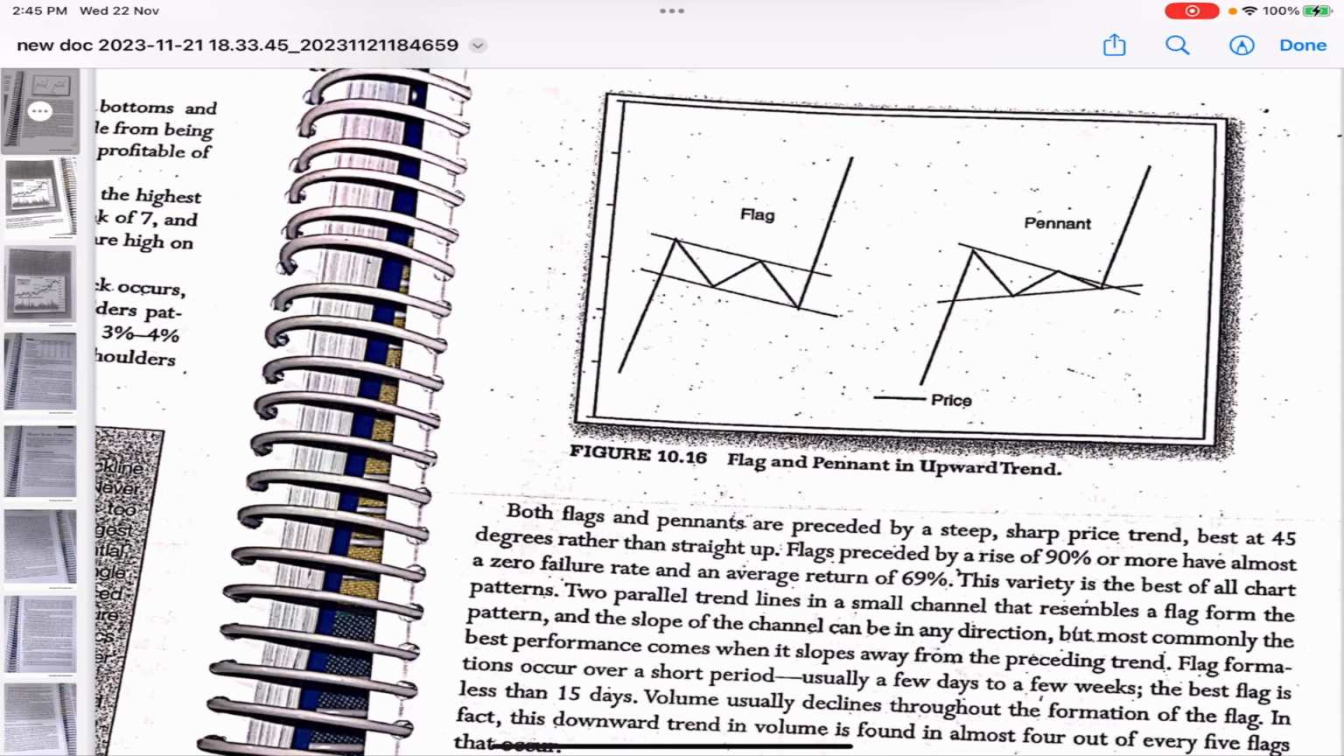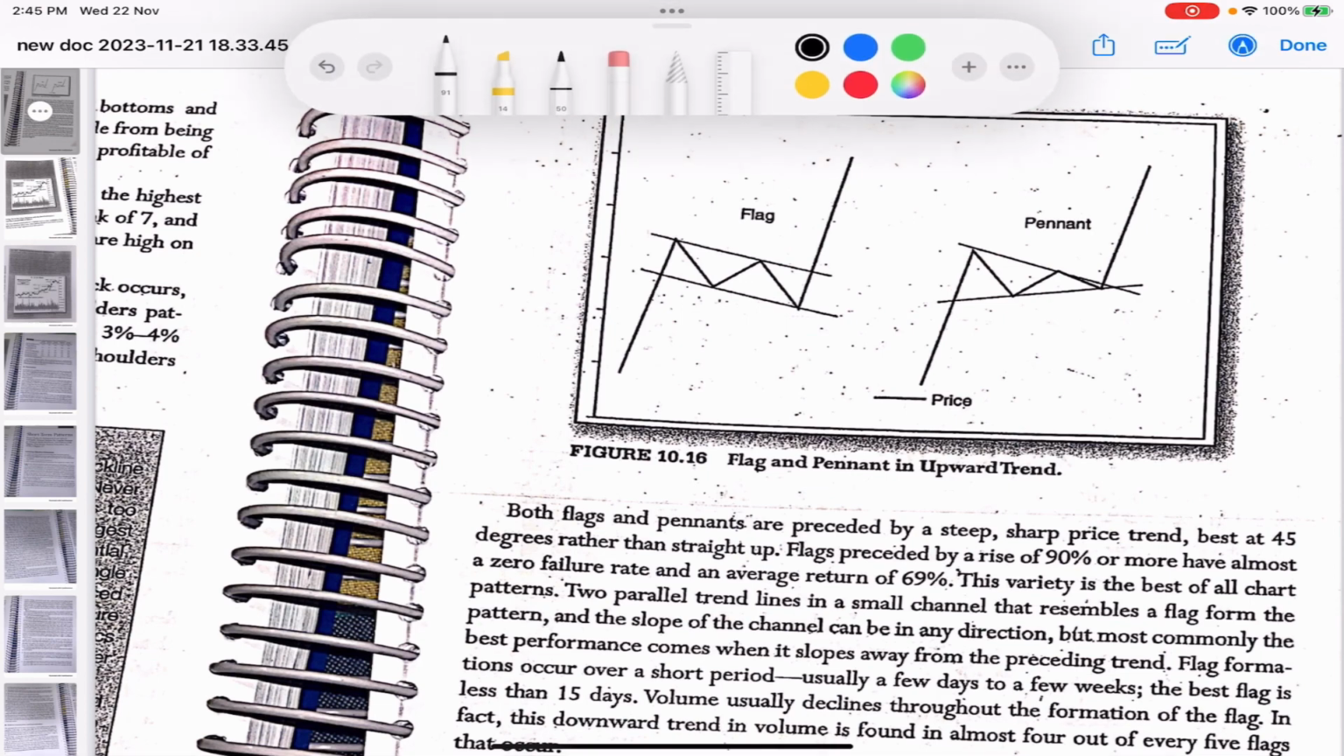Now look at the diagram which is given below. We can clearly see that a flag is consolidating in the downward direction and then it breaks out towards the up. And similarly, a pennant is like a small triangle. The only difference between a flag and a pennant is that a flag is a parallel channel and a pennant is a small triangle.